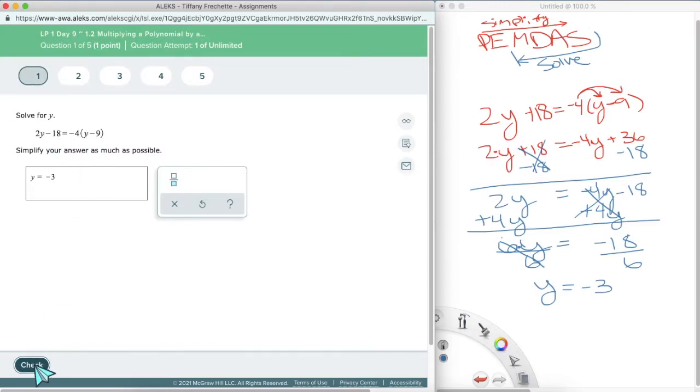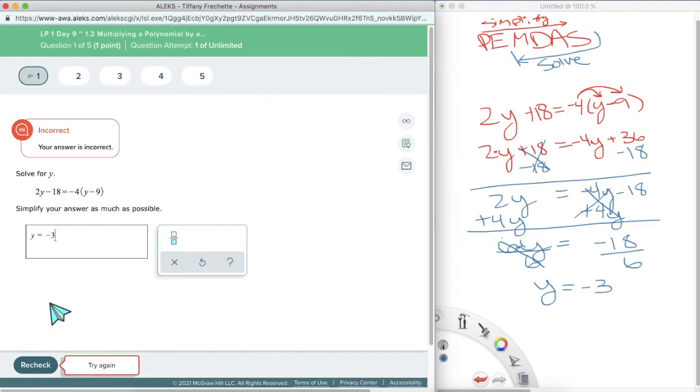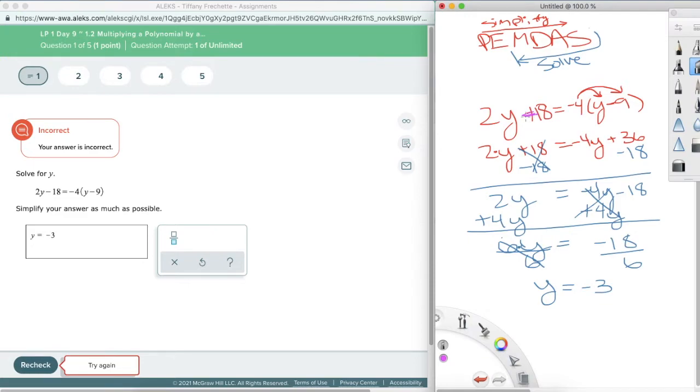All right, so something went wrong in my calculations. So let's see, 2y minus 18, I want to make sure I didn't write anything down wrong. Negative 4y minus 9. So I get negative 4y. I get positive 36. Oh, why did I write that down as a plus? See, stuff happens. All right, so I'm going to go in with my pink here. This should have been a minus this whole time. So this should have been a minus.